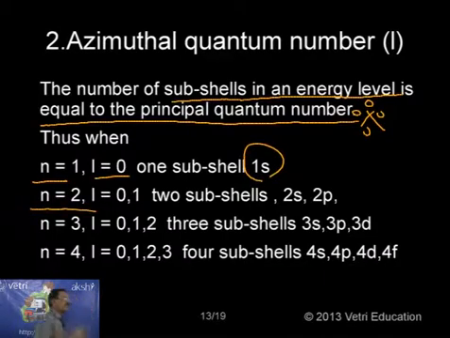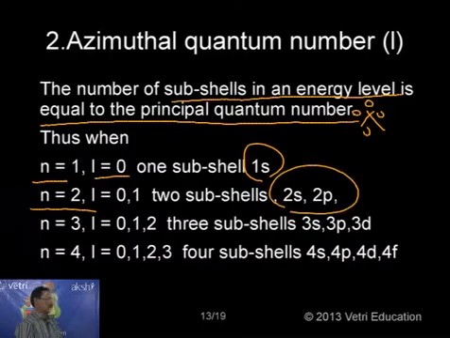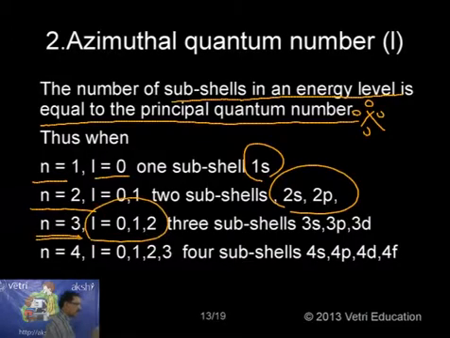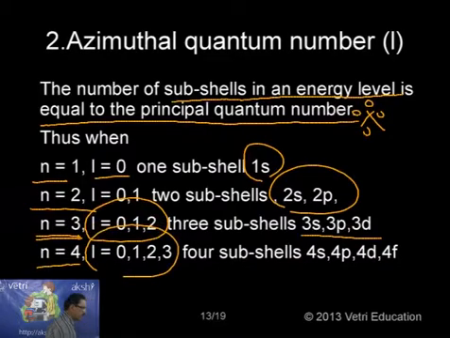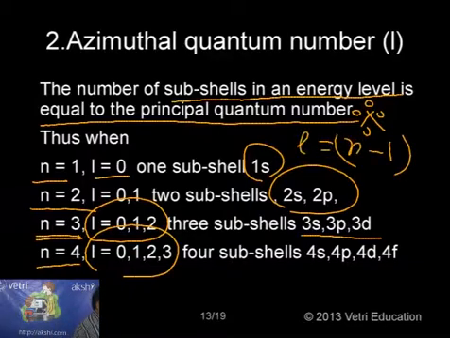For n equal to 2, there are two subshells, 0 and 1, that is 2s and 2p, the second level. When n equal to 3, there are a total of 3 subshells, that is 3s, 3p and 3d. The same way, n equal to 4, 4 subshells, l equal to 0, 1, 2 and 3. So 4s, 4p, 4d and 4f. This is the most important because we know l equals n minus 1 values including 0.